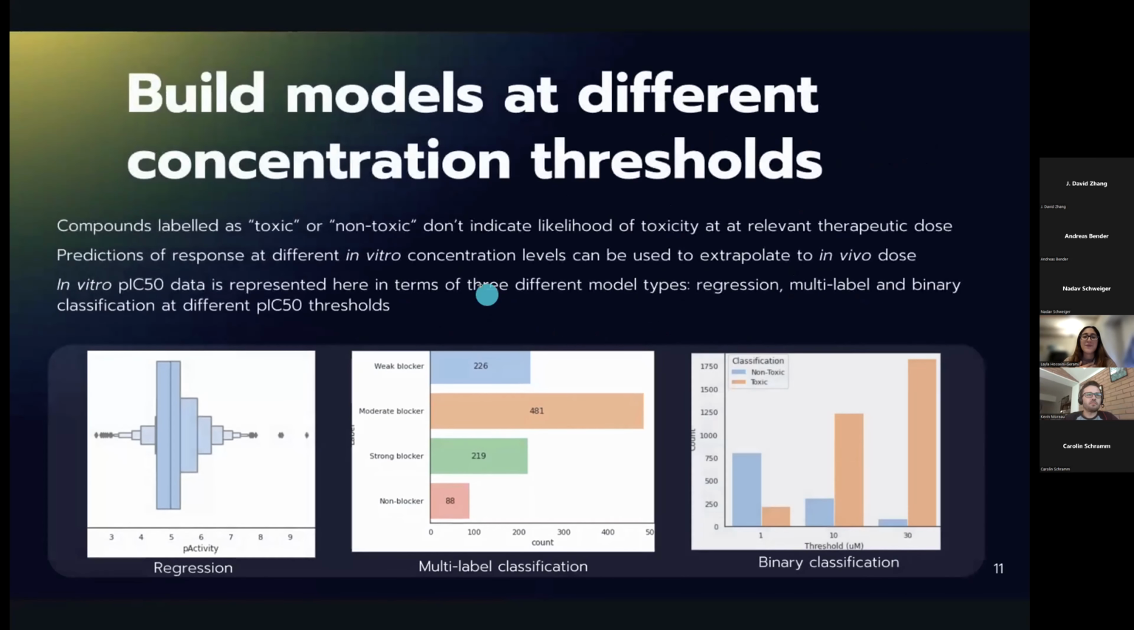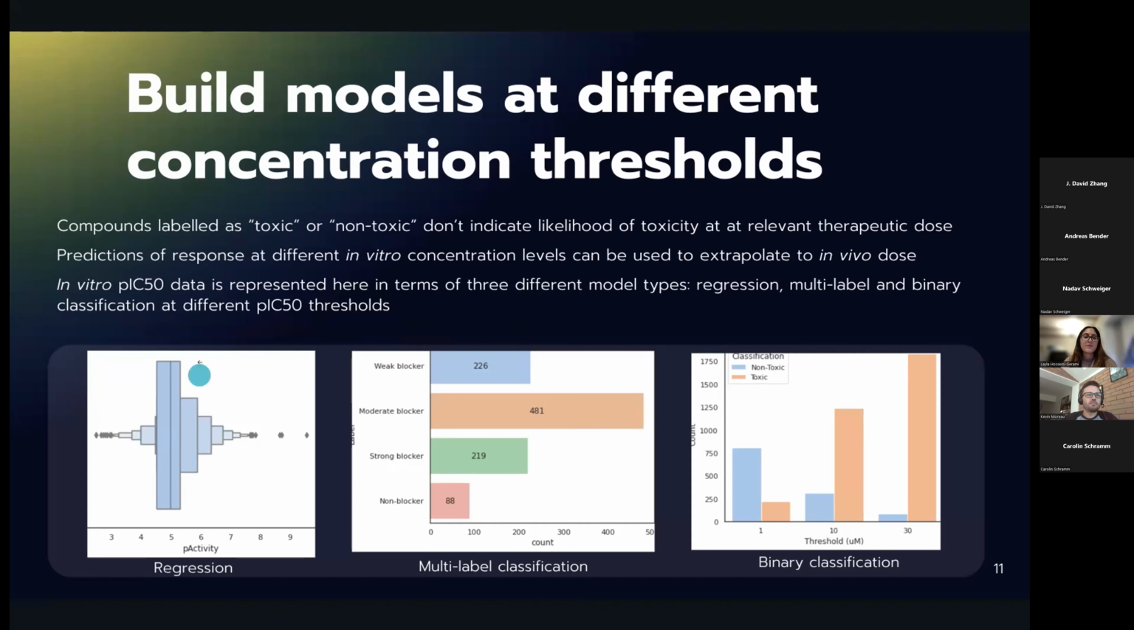So one way to mitigate against this is quite a simple method: just build models at different concentration thresholds. Here I'm talking about in vitro concentration, but building these models in a more granular way can be used to extrapolate using PKPD into in vivo dose. Having just one binary classification model with an arbitrary threshold can't be used to make these decisions and to extrapolate and understand the relevance in vivo.